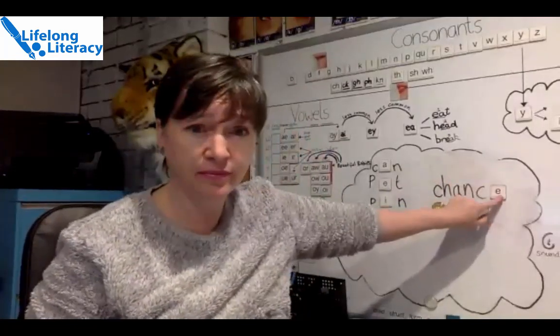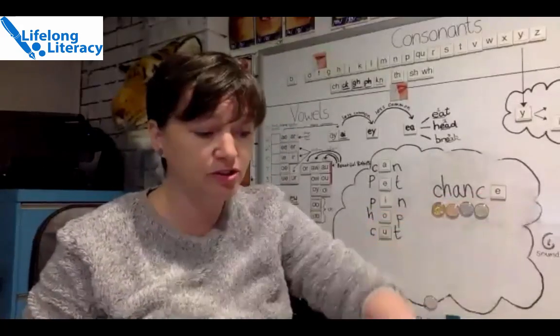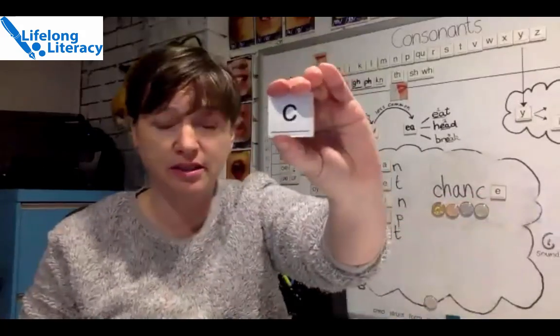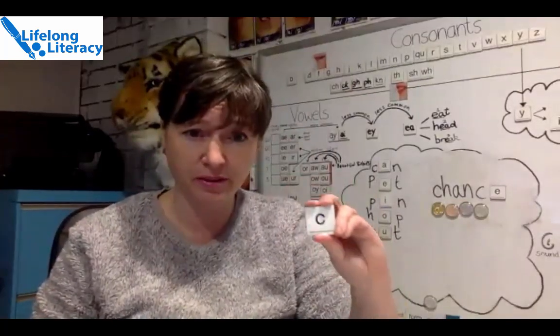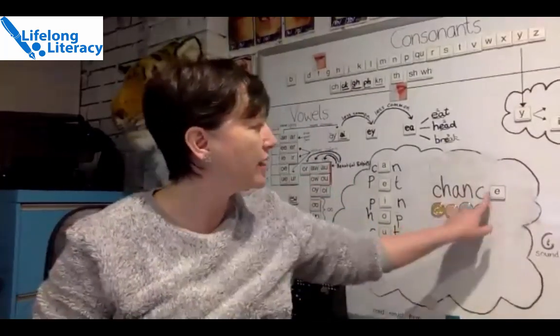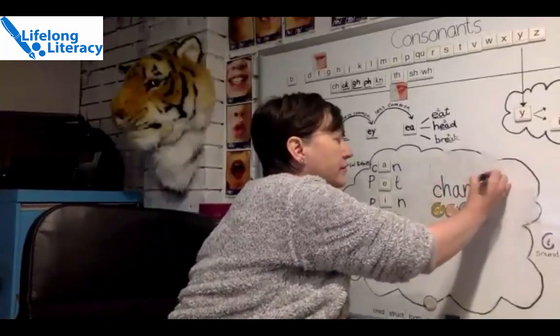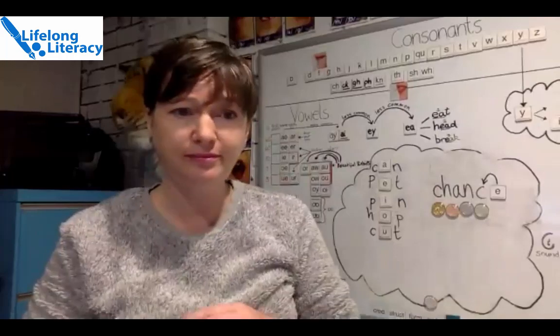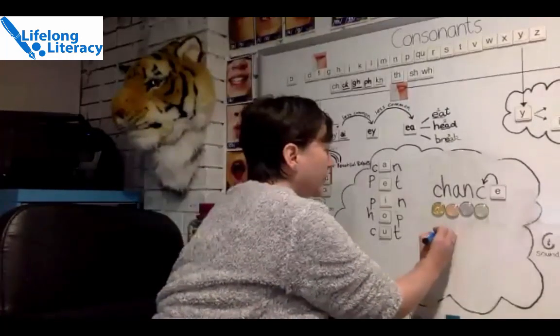Final silent E tells us to pronounce this C differently. Usually it says k, but some of the time it says s. E is a signal to make us do that. Chance, s. The E makes the C say s. Very good.